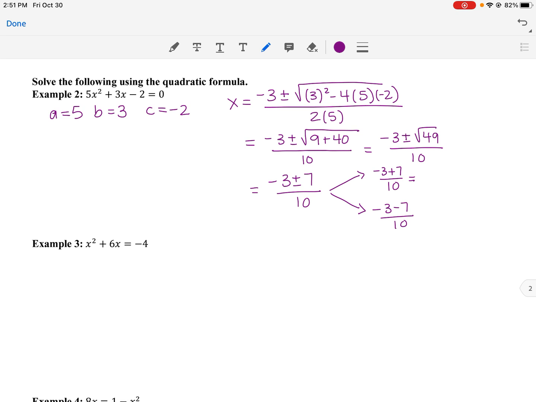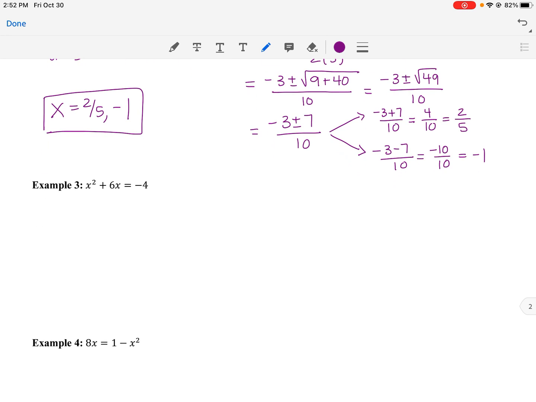Make sure you follow the order of operations. So we're going to do what's just on the top. -3 plus 7 is 4 divided by 10, gives me 2/5. And -3 minus 7 is -10 divided by 10. So that gives me -1. So your two solutions here are x equals 2/5 and x equals -1. So this one you actually could have factored, right, because we got these integer and fractional solutions. Okay, let's go to the next one.